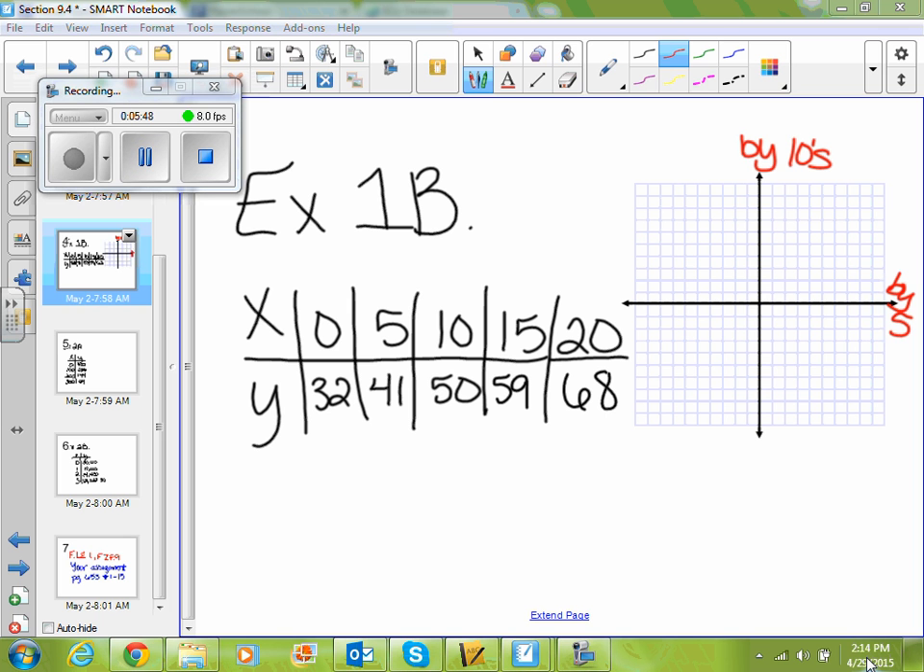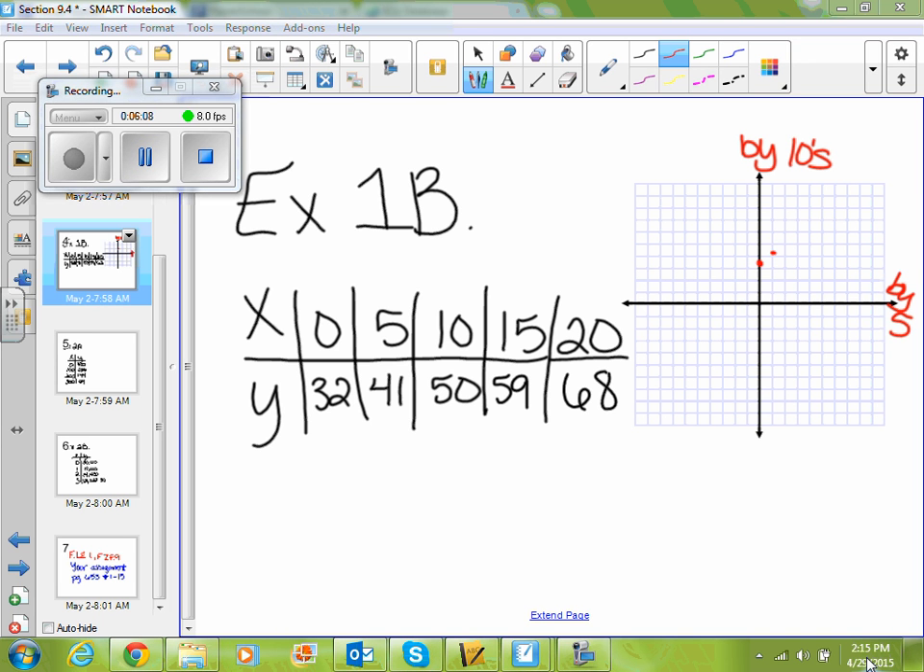Okay, so 0, 32, over 0, up just a little bit more than 3, right? 'Cause 32 is just a little bit bigger than 30. 5, 41, so over 1, because I'm going by 5s, then up to a little bit more than 4.